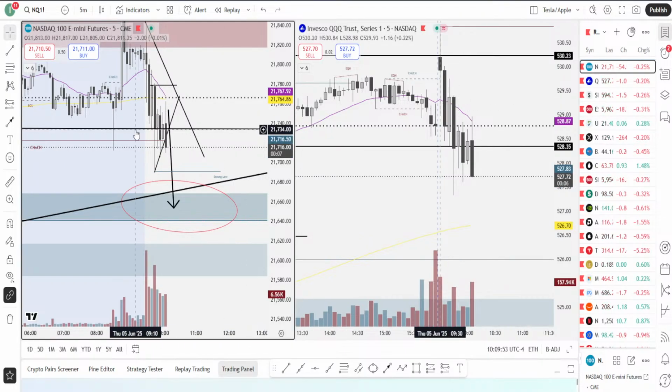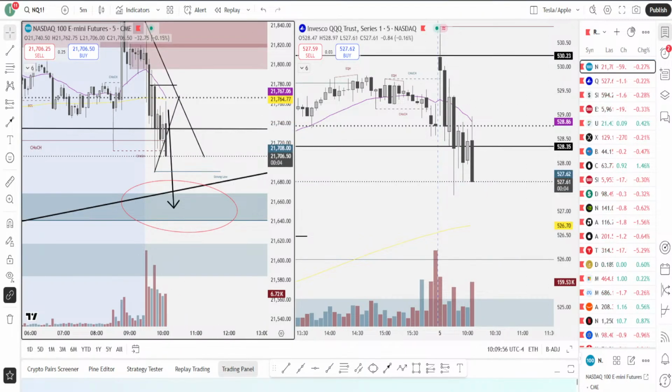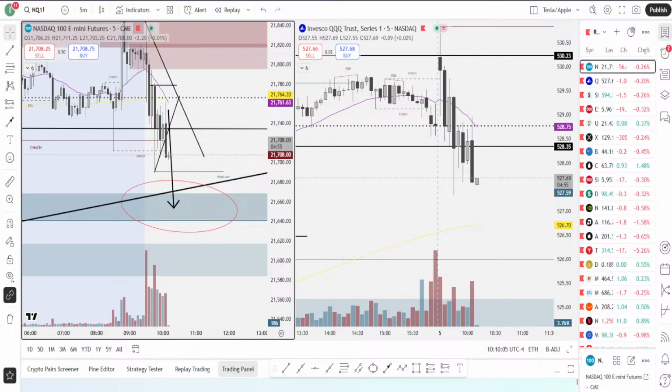That's what happens when you trade with the trend, yo. When you're trading with the trend, trading becomes easier. It becomes a whole lot easier when you trade with the trend.